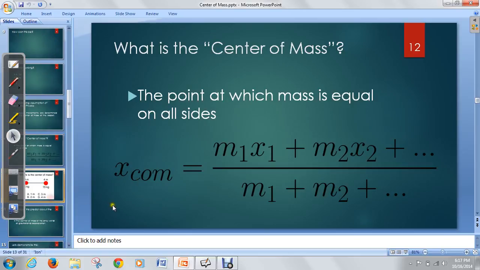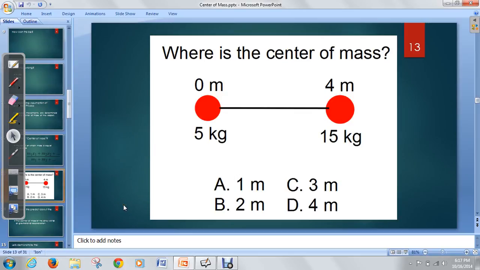So here's a good conceptual problem. Where is the center of mass for this object? We have a dumbbell, if you will, with 5 kilograms on this side and 15 kilograms on this side, at 4 meters. Would the center of mass be at 1 meter, 2 meters, 3 meters, or 4 meters? Think about that for a second.